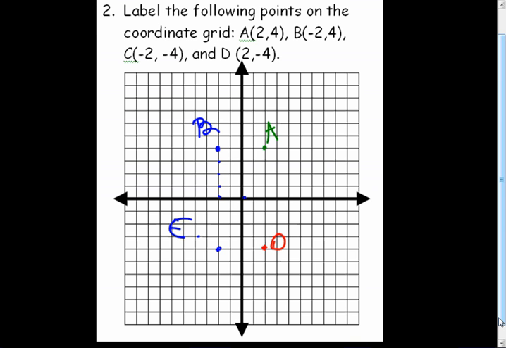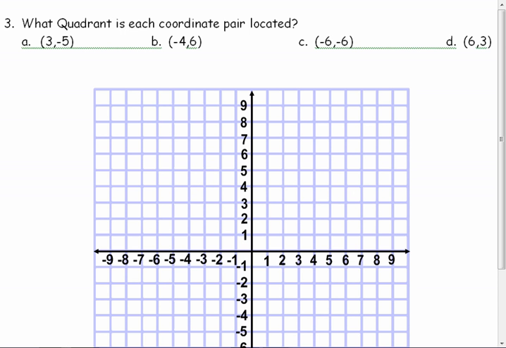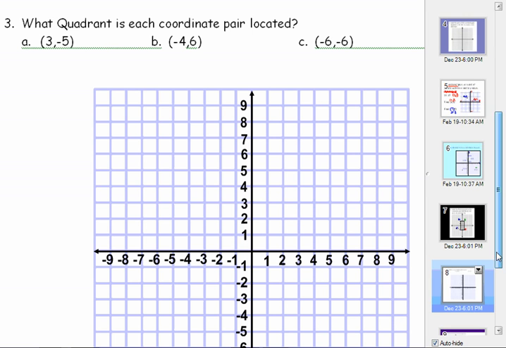And if I were to join these, what would I get? What's this called? No, it's not a square. It's a rectangle. And you'll get that in geometry. Okay, was that it? Oh, what quadrant? Do I need to graph these before I tell you what quadrant? Is that the last one?